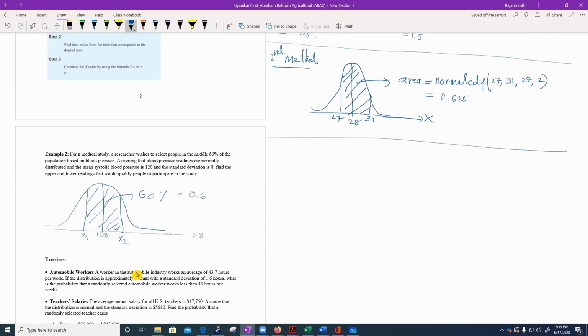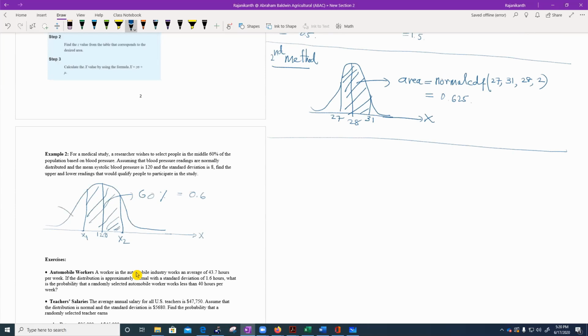Okay. So remember my x1. Now the thing is, you need to find out the middle portion, right? So how are we going to find it? Remember, they are telling that this is the mid piece, right? This is the middle 60.